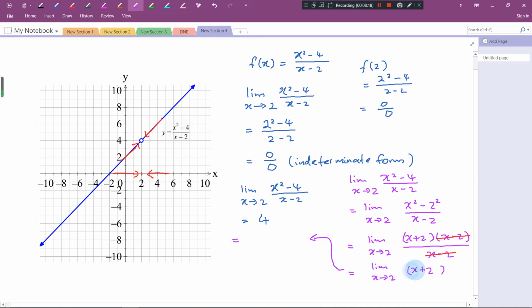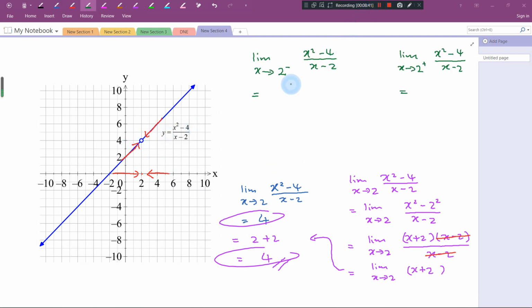Now I'm going to bring the 2 inside here. Once I bring the 2 inside here, I don't have to write this anymore. 2 plus 2. I will get 4. The same answer as well. So this is a way how we solve this question without referring to the graph.